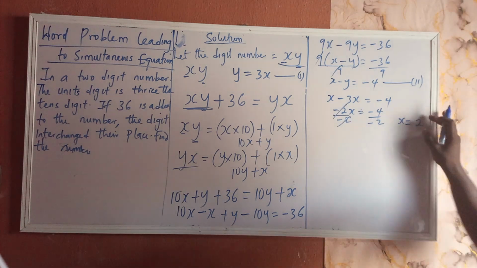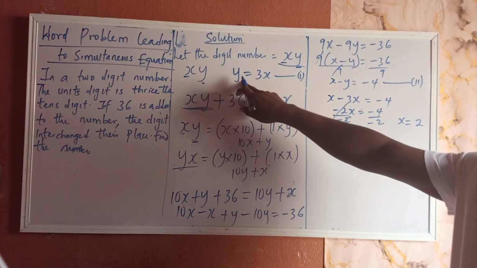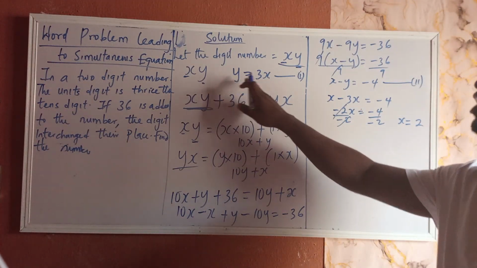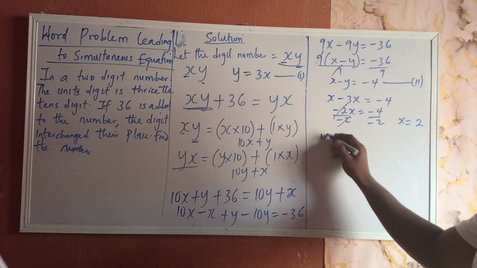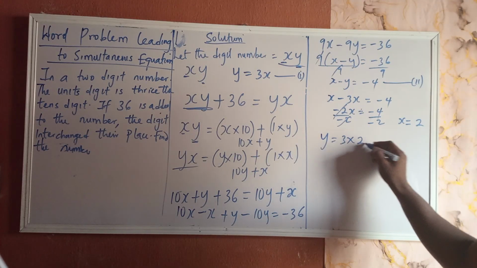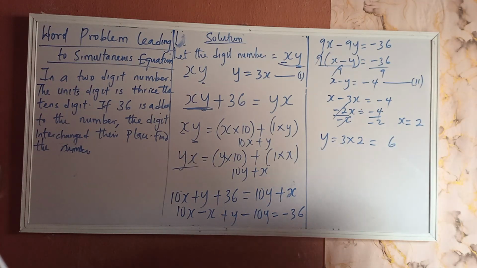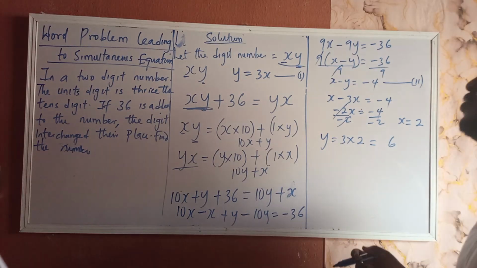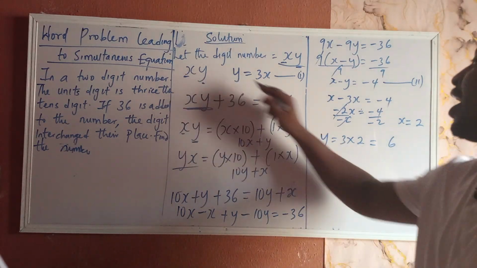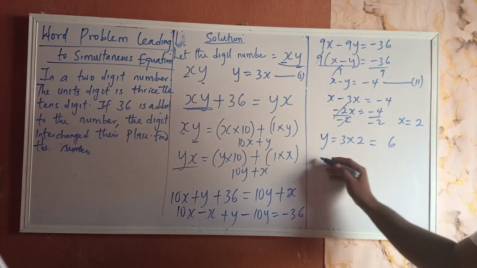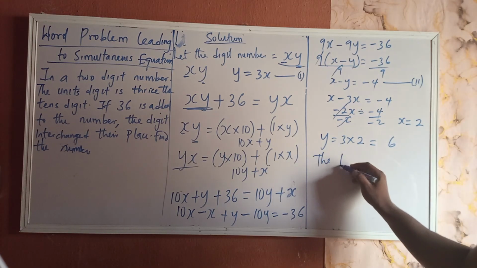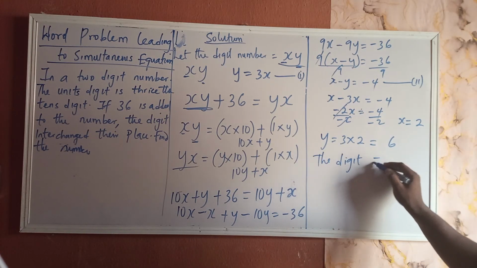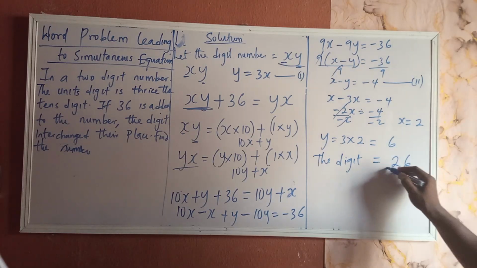So if my x is 2, I can comfortably get my y from equation 1. That says y equals 3x, so y equals 3 times 2, that is 6. So the original number we are talking about, xy, where x is 2 and y is 6, is actually 26. The number equals 26. This is what we are looking for.